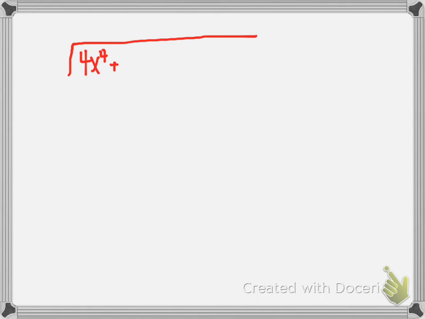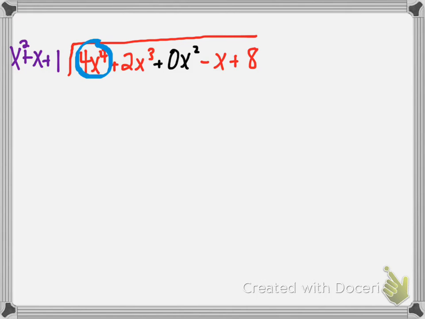Alright, so if you look at our problem, you see that we're missing the squared term. So we're going to have 0x squared as the squared term. Remember, whatever is first in your problem, whatever's before the division sign, goes inside the radical bar. Whatever is second, whatever you're dividing by, goes on the outside. So on the outside, we're going to have x squared plus x plus 1.